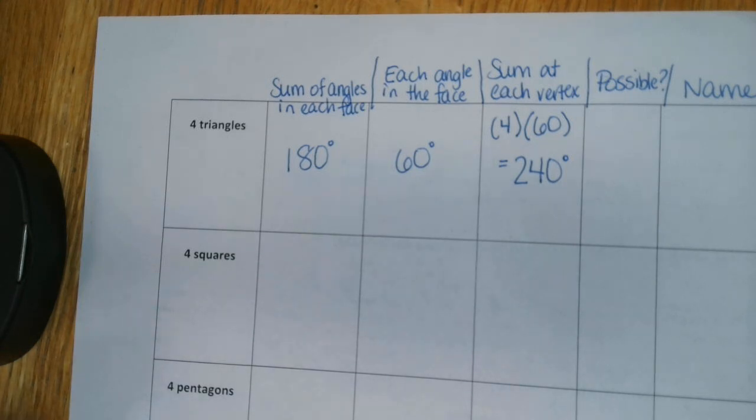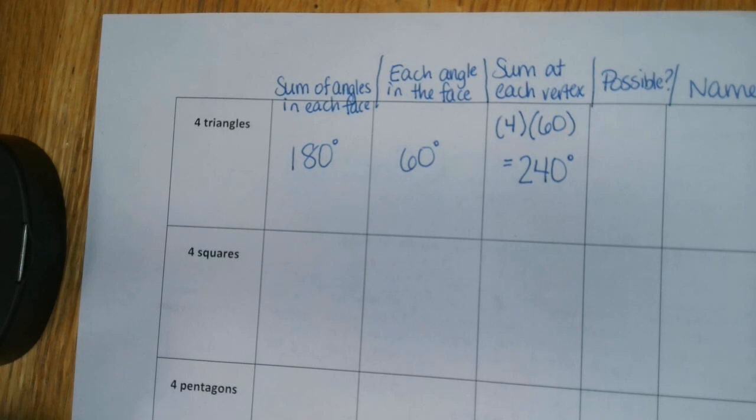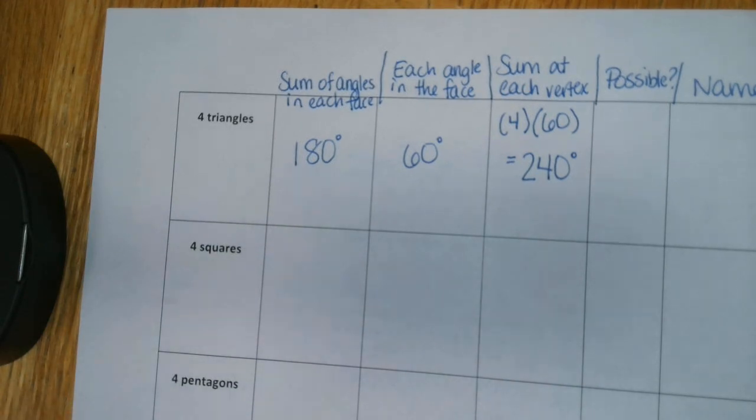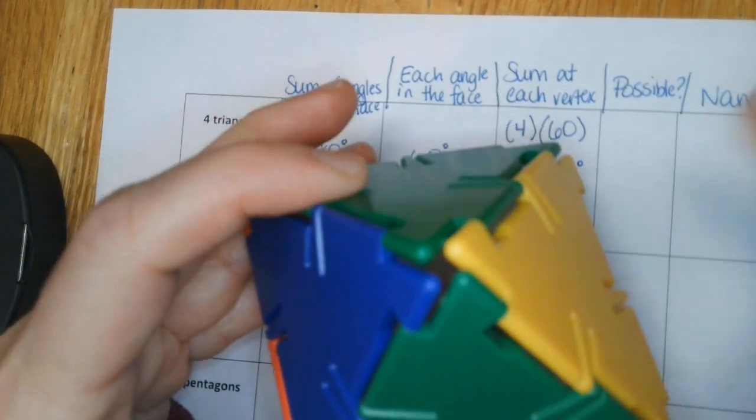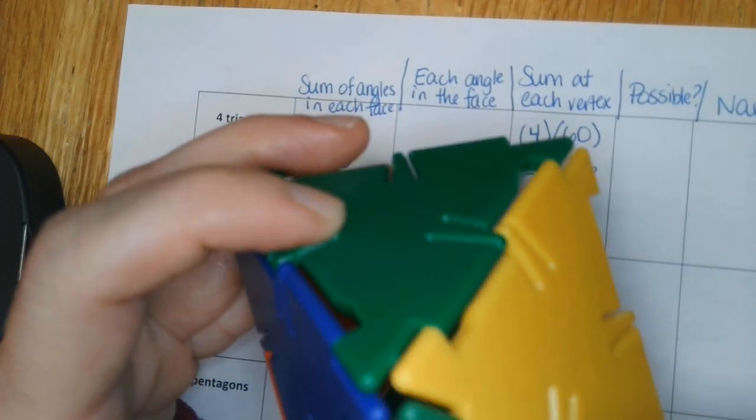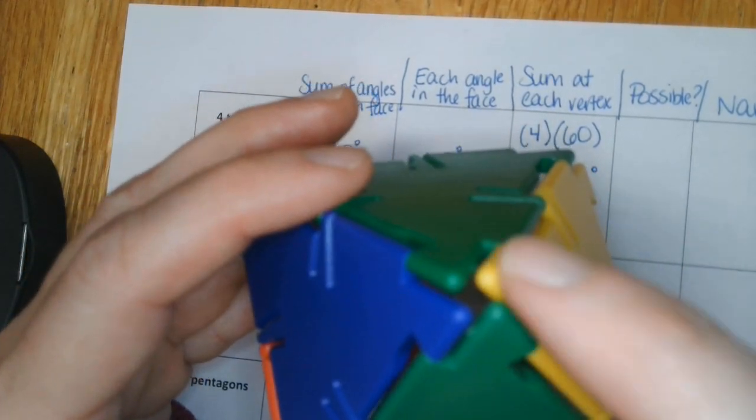So if I want 4 of these triangles coming together at a vertex, I can do that. I can see that right here.